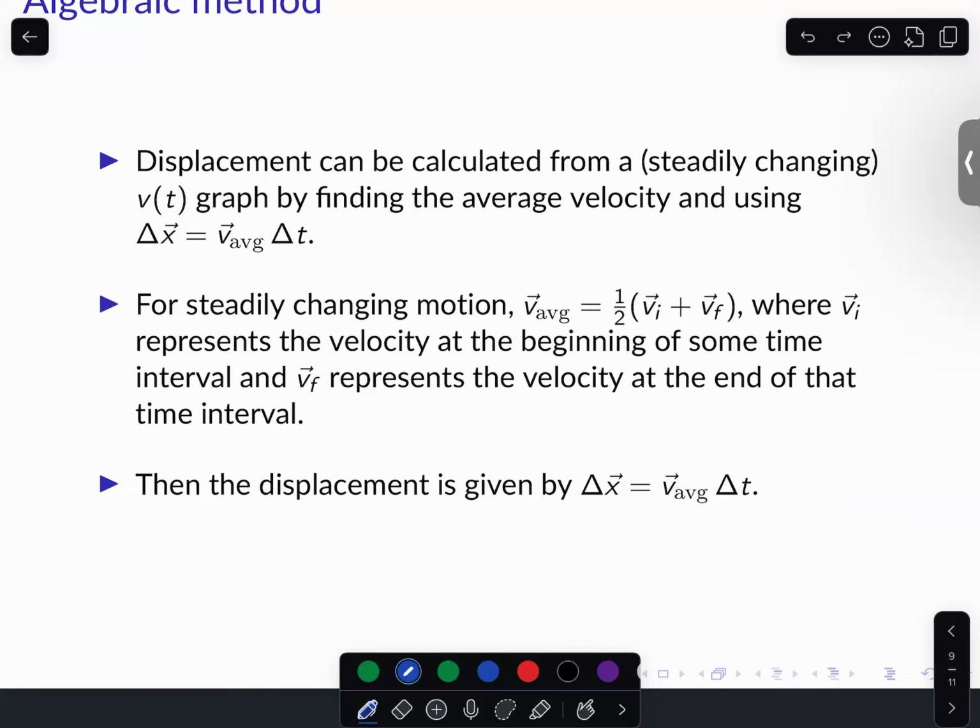This process here really can be straightforward. Again, there are two steps. Find the average velocity. How far do you move and which way? Your displacement is v times t.